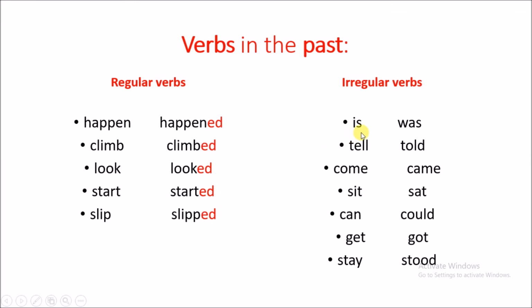We have here is, which in the past is changed into was. Tell, told. Come, came. Sit, sat. Can, could. Get, got. Stay, stood.